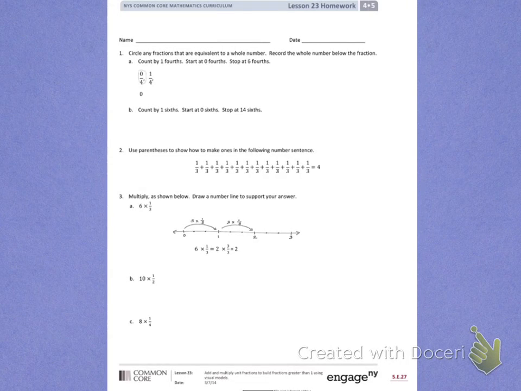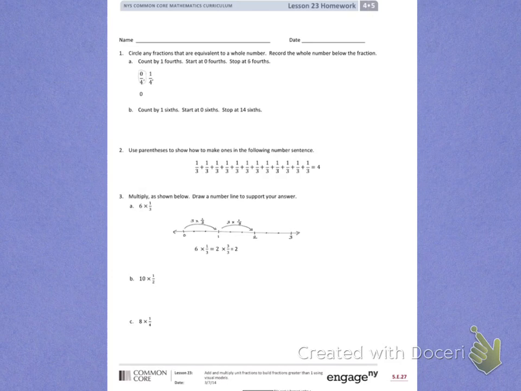Grade 4, Module 5, Lesson 23 homework. Problem number 1. Circle any fractions that are equivalent to a whole number. Record the whole number below the fraction. Letter A. Count by 1/4.